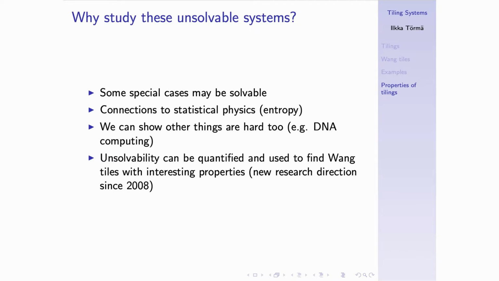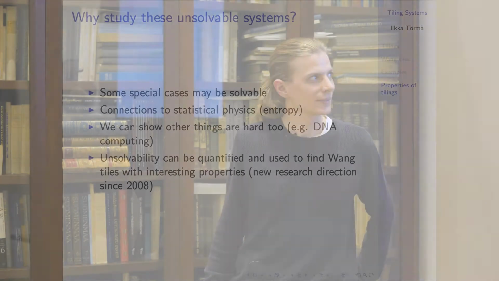We can also use these unsolvability results to our advantage. So if we know that tilings are very, very difficult to analyze, and we know that in some other system we have some things that look like tilings, then we know that this other system is also very difficult to analyze. And this has been used for showing that DNA computing is very difficult, or analyzing what DNA computing does is very difficult.